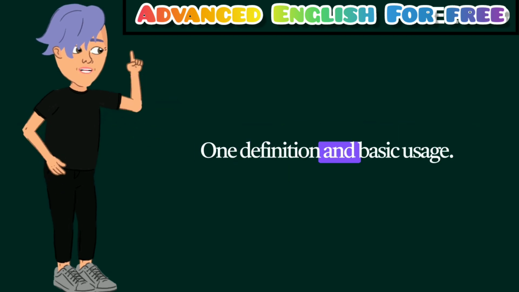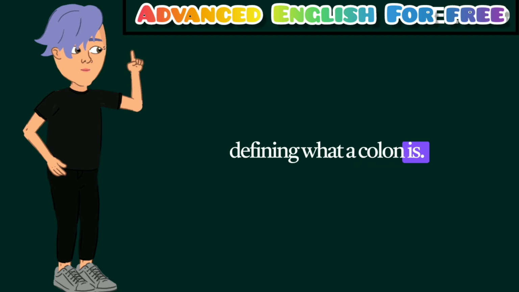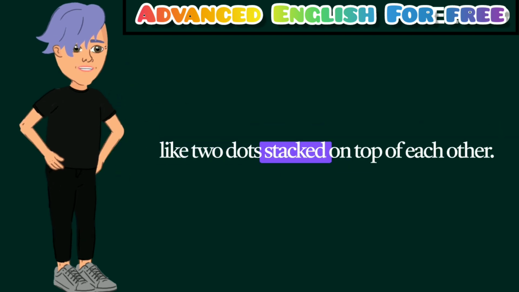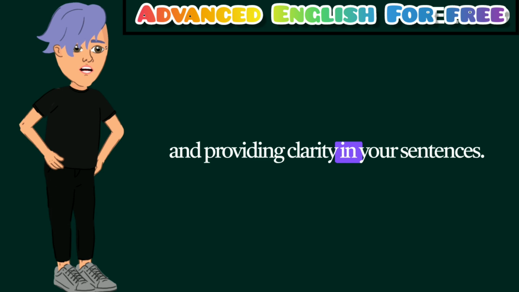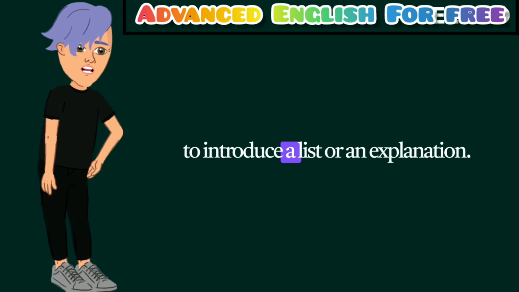1. Definition and basic usage. Alright, let's kick things off by defining what a colon is. Simply put, a colon is a punctuation mark that looks like two dots stacked on top of each other. It's like a punctuation superhero connecting ideas and providing clarity in your sentences.